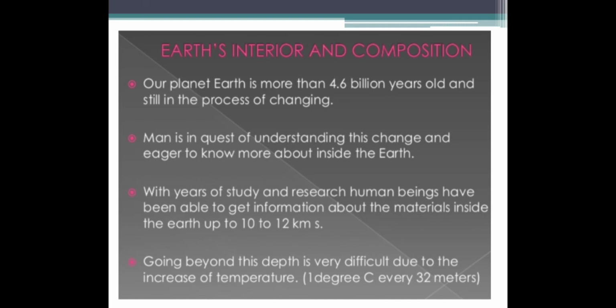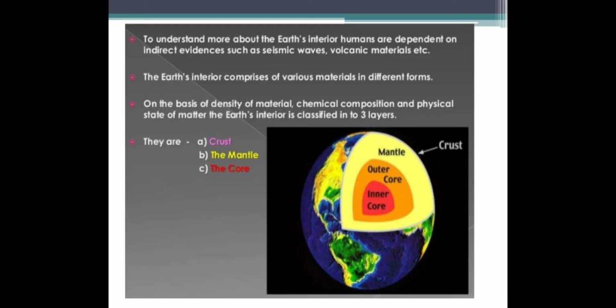Then how do we know? To understand more about the Earth's interior, humans are dependent on indirect evidences such as seismic waves, volcanic materials, etc. The volcanoes, you have seen when the magma comes out, the scientists search there and they come to know what is there inside. The earth interior consists of various materials in different forms. We are not able to reach inside, but with the studies we have come to know.